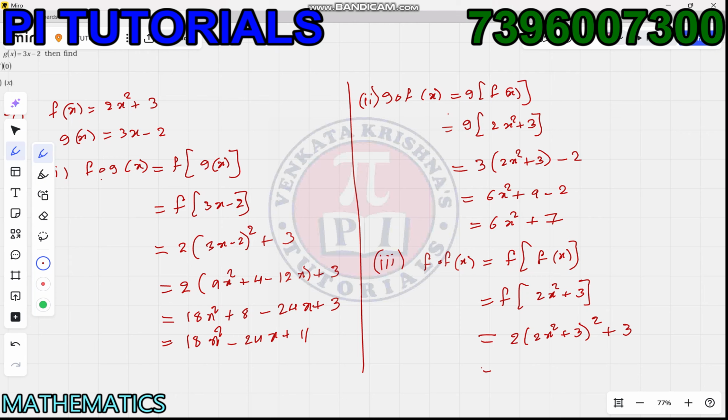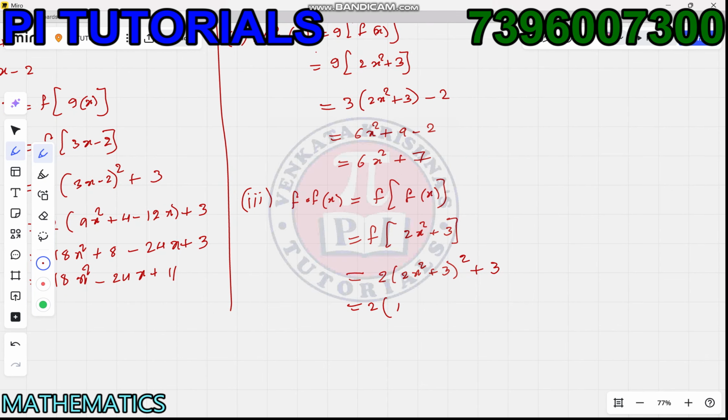We need to simplify more. That is equal to 2 times (4x power 4 plus 9 plus 12x square), using the (a plus b) whole square formula, plus 3. Now multiply: 2 4s are 8x power 4, 2 9s are 18, 2 12s are 24x square, plus 3. So 8x power 4 plus 24x square, and 18 plus 3 is equal to 21. So this is the answer for the third question.